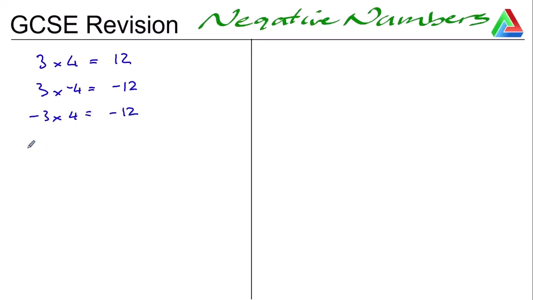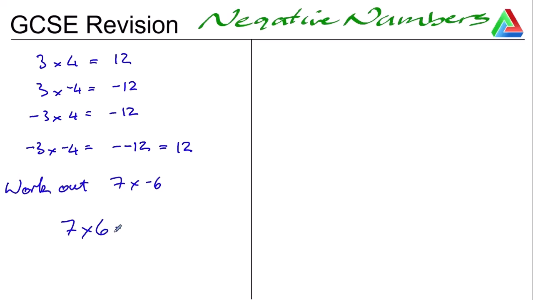Then we get to something like this, negative 3 times negative 4. You can think of this answer as negative negative 3 times 4, which is 12. So negative negative 12, and two negatives like this give you a positive. Or you can think multiplying two negatives gives you a positive. Same thing.